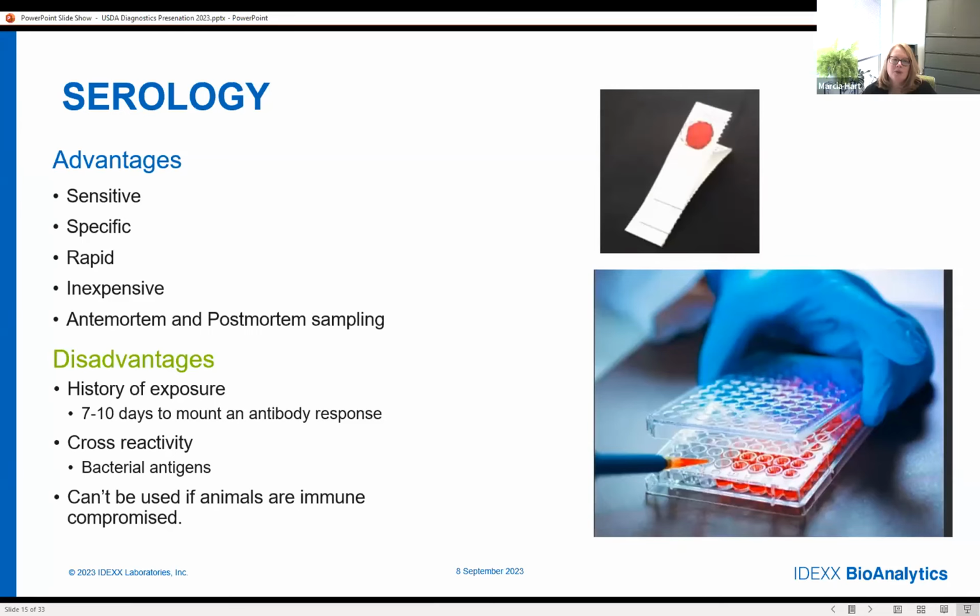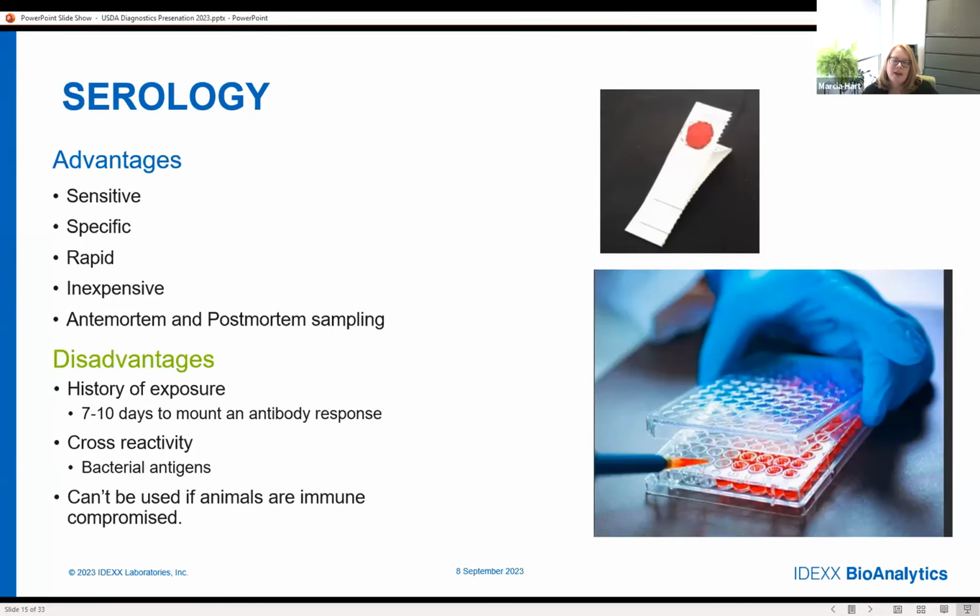So moving on to serology. Serology is an indirect test because I'm looking for a response to the agent. The advantages here are it can be sensitive and quite specific, depending on where your threshold for the assays are set. It can be rapid. It's relatively inexpensive when you compare it with other modalities of testing that we'll talk about. It allows for both antemortem and postmortem sampling.